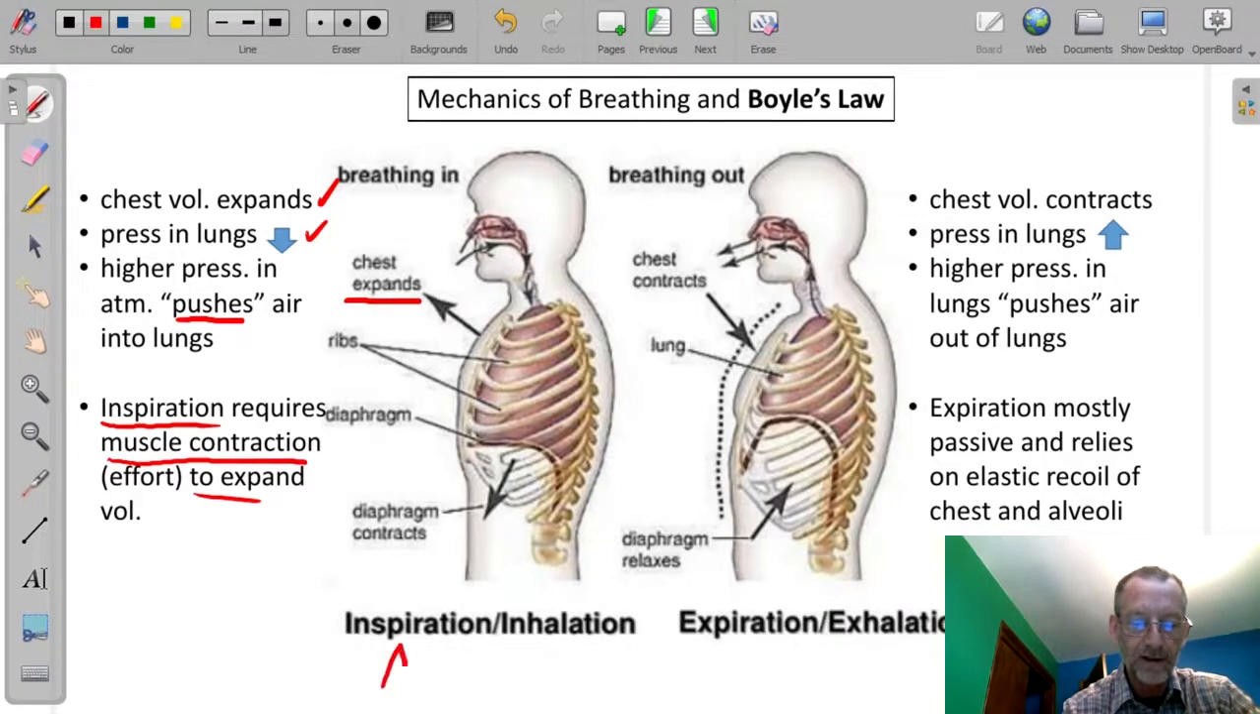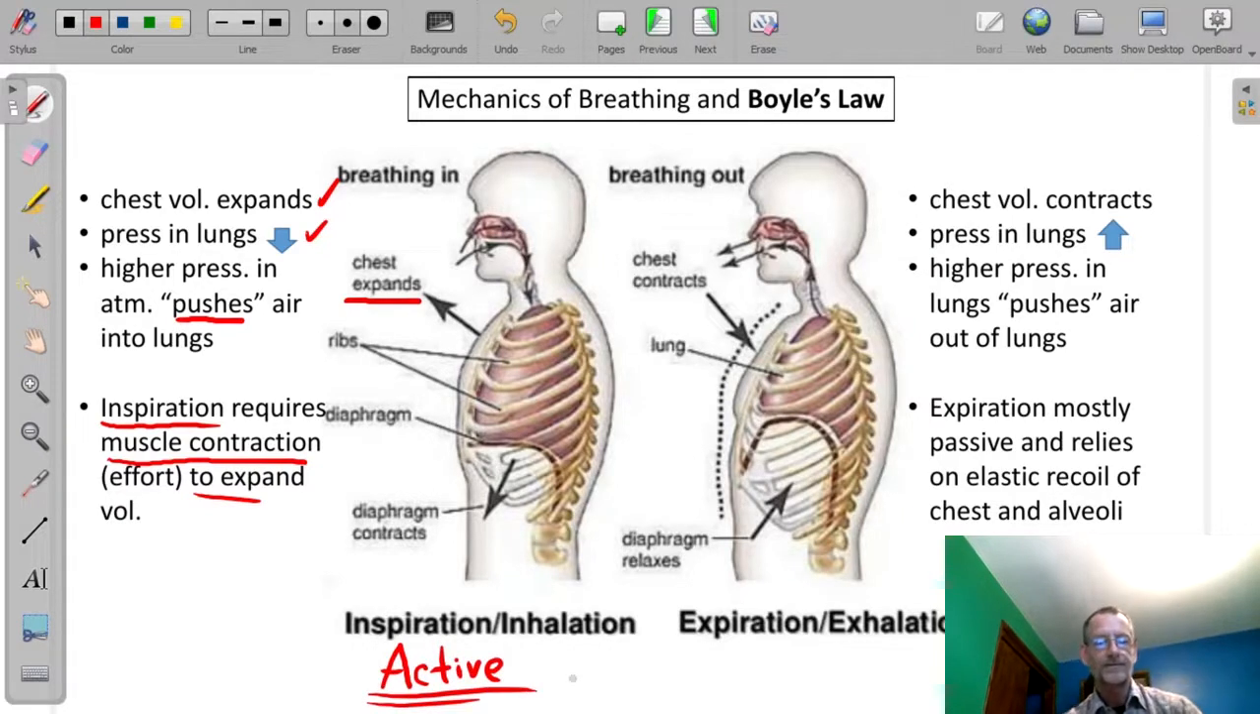Inspiration is active. I've mentioned this before. It requires energy. So what causes the expansion? Well, the diaphragm is the main muscle in respiration. It contracts and pulls down, increasing the vertical distance in the rib cage. The chest expands and the ribs come out. So it just leads to increased volume.